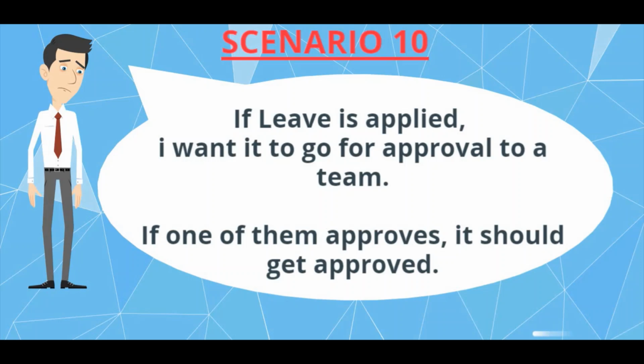Scenario 10. If leave is applied, I want it to go for approval to a team. If one of them approves, it should get approved. Team in the sense of a list of users. If it goes to a list of users, then if one of them approves it, it should get automatically approved. Let's say you raise an expense request to some team, and then one of the people in the financial team can approve it, so that it will be approved. Not everyone has to approve it.